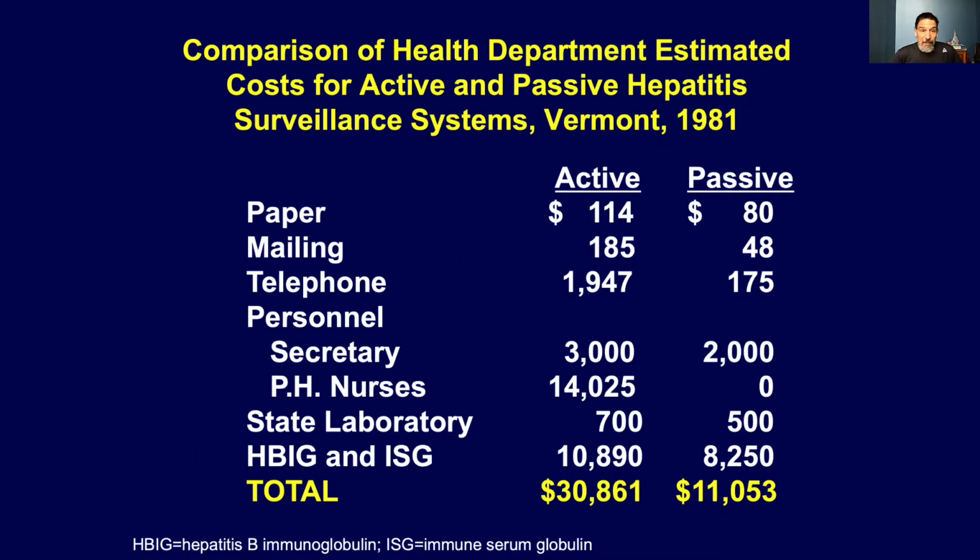But as you might also guess, the cost of active surveillance is much more than passive surveillance because you do need more dedicated staff to actually do that work of going out and doing the case finding. And it is mostly an added cost of staff. This same study compared the cost of active versus passive surveillance here, and it was about 3 times as much.